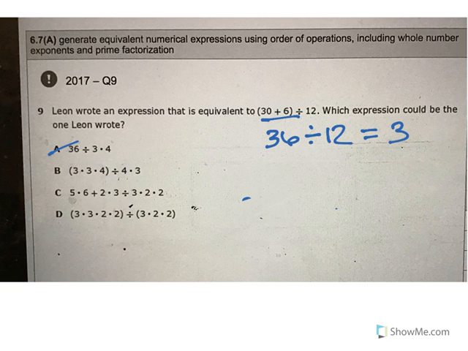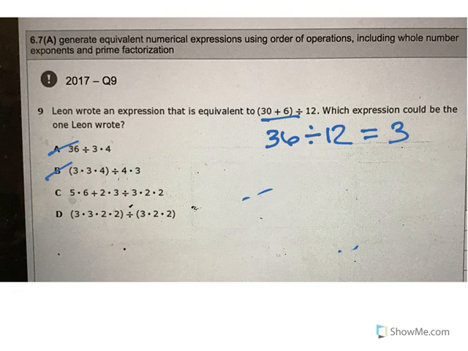All right, let's check B. 3 times 3 is 9, times 4 is 36. It's in parentheses, so I have to do that first. Then I divide, 36 divided by 4 is 9. 9 times 3 is 27. Nope, that's not 3. Can't be B.